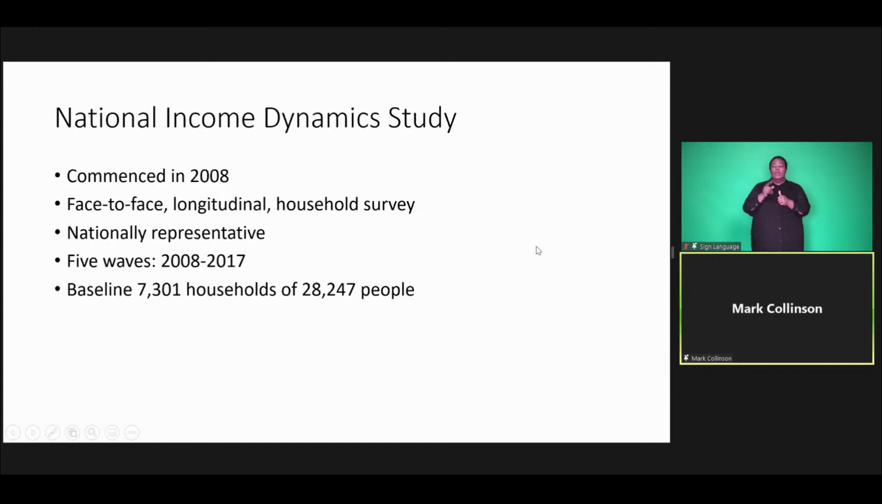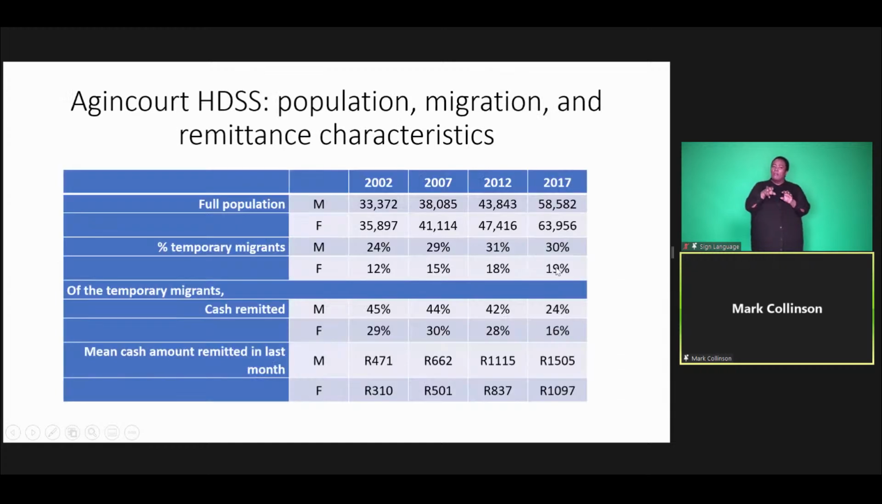And then you see, whoops, male and female. Of those temporary migrants, of which not all are working, but many are, who is remitting cash? This is a relatively high proportion of the male migrants. Female migrants, somewhat less proportion, but of the employed female migrants, it's a higher proportion than the males. What we see in 2017 is something of a crash in the proportion of people remitting.